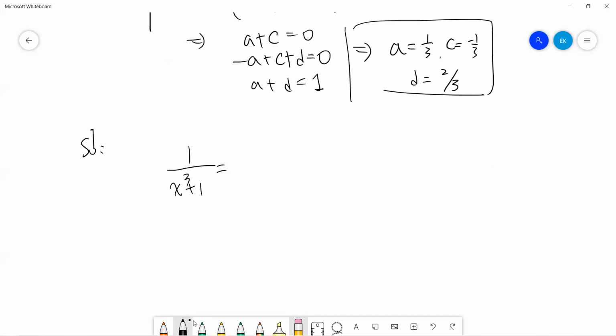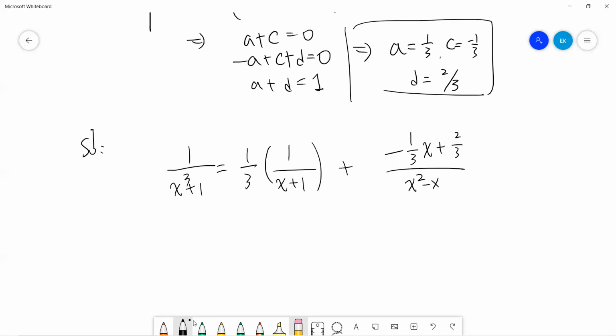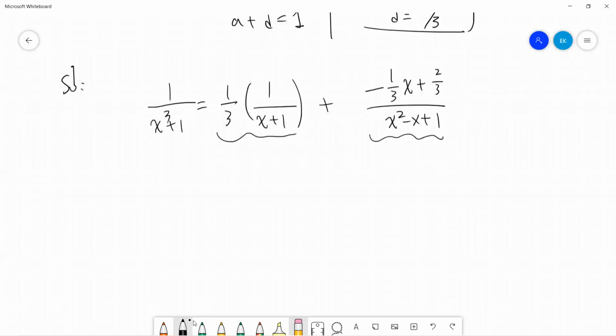So we got that 1 over x cubed plus 1 equals 1/3 times 1 divided by x plus 1, plus negative 1/3 x plus 2/3 over x squared minus x plus 1. Okay, so we have these two. This part's integration is easy, so let's just forget about this one and do the other. So one can write this as 1/3 times minus x plus 2 over x squared minus x plus 1.